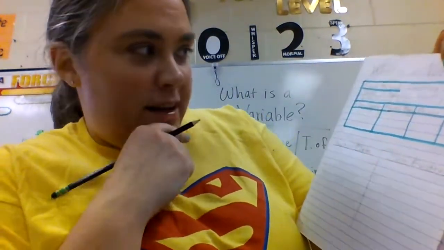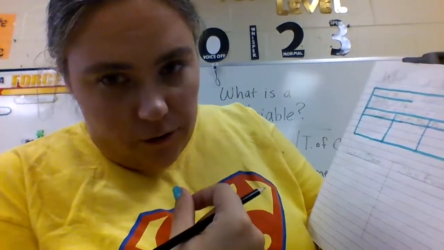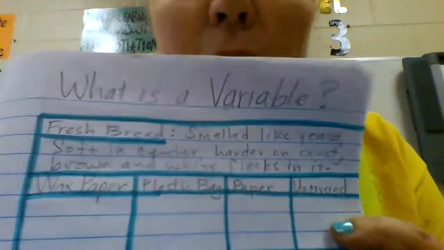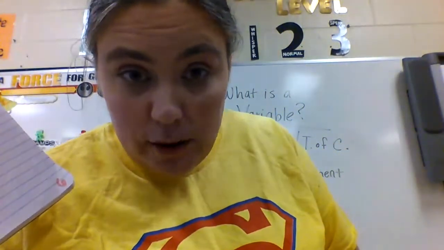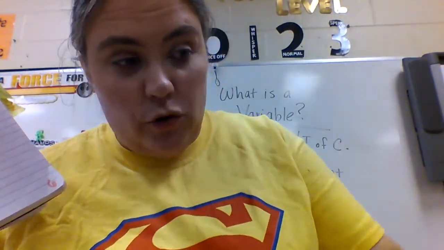So my fresh bread smelled like yeast. It was soft in the center, harder on the crust. It was brown and white with flecks in it. I'm going to put it up close by the camera. If you wanted to pause right here, write this down, or you can make your own observations, right? On what your bread looked like. And then I'm going to put it back on the plate.